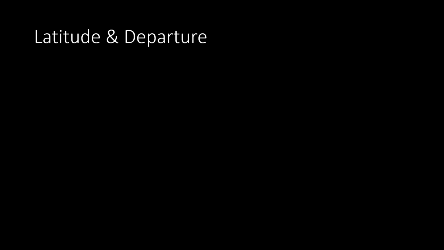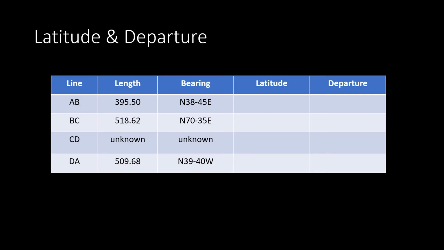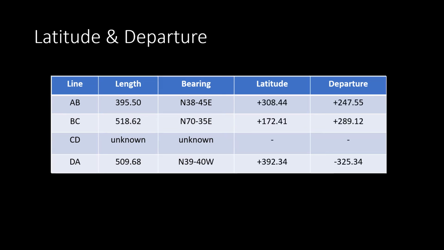Let us now create a table for the latitudes and departures of the courses comprising our traverse. So we have the latitudes and the departures of the sides AB, BC, and DA. Now, the latitude is determined by simply multiplying the length to the cosine of the bearing, and the departure is equal to the length times the sine of the bearing.